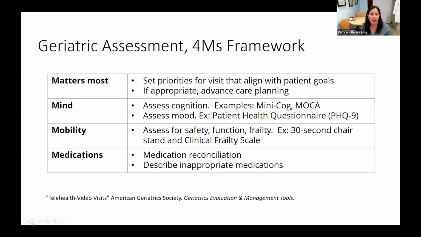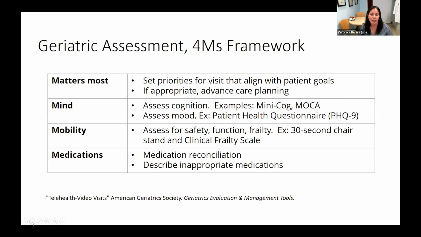In terms of mind, assessment for cognition and mood is still possible. I find Mini-Cog to be the easiest and most reasonable to do on video visits. There may be also some components of other exams, like the MoCA, for example, that you might be able to complete. For mood, the PHQ-9 can easily be administered.